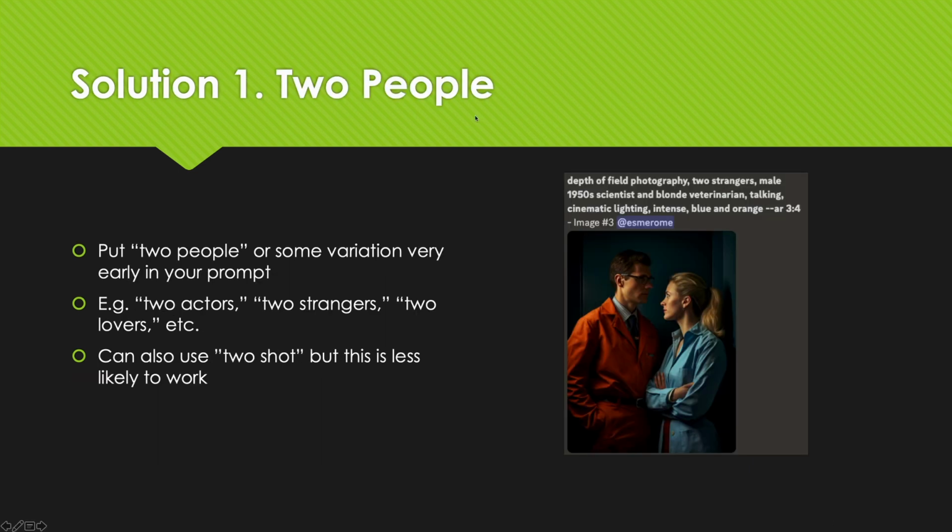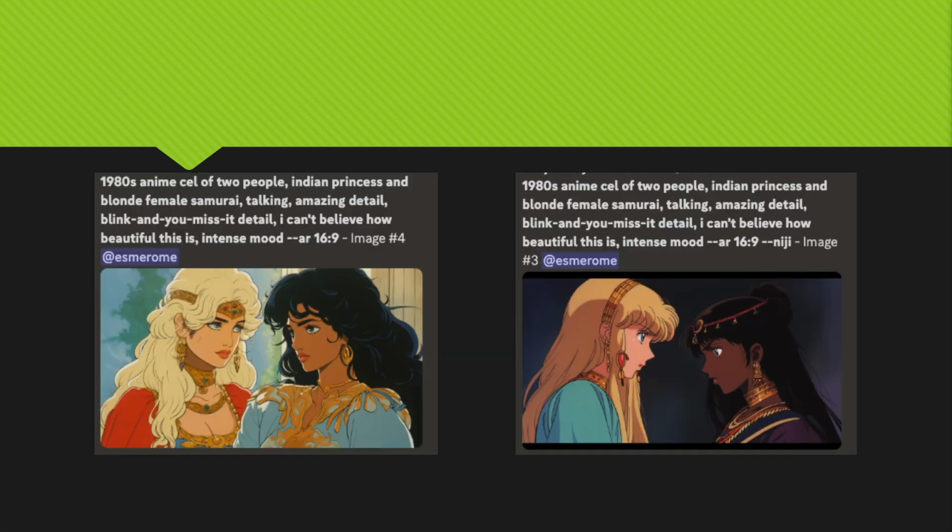So one solution is to put 2 people or some variation very early in your prompt, like 2 actors, 2 strangers, 2 lovers. You can also use two-shot, which is a term from photography and filmmaking, but this is less likely to work. And here's an example. 1980s anime cell of 2 people, Indian princess and blonde female samurai, talking, amazing detail. This is all kind of setting the mood, but here you can see we've got an Indian princess and a blonde samurai.